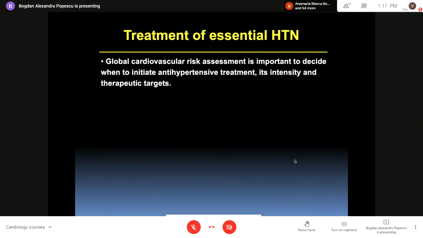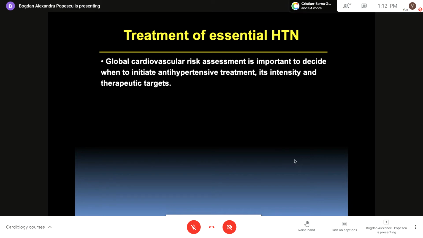So this was the part related to secondary hypertension. Now I will go to the second part related to treatment. And again, I'm not trying to be exhaustive. You can find all of that in the guidelines, but I'm just trying to highlight a few principles and a few essential information for you to know.